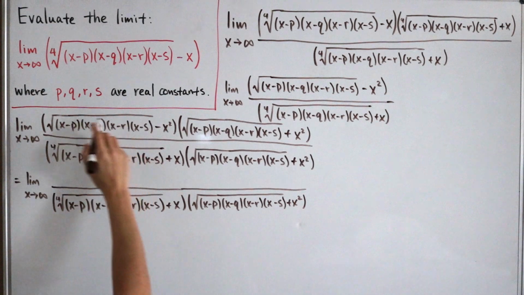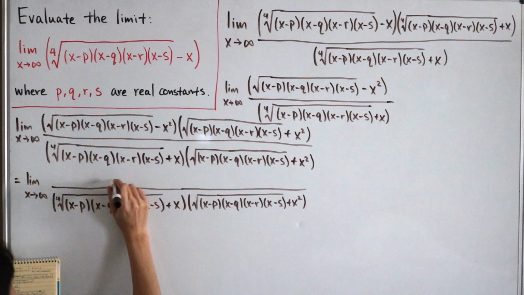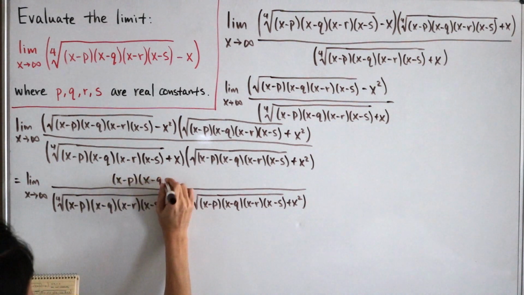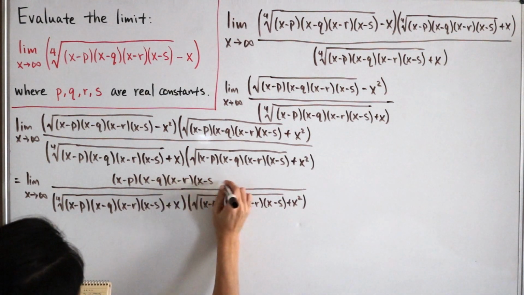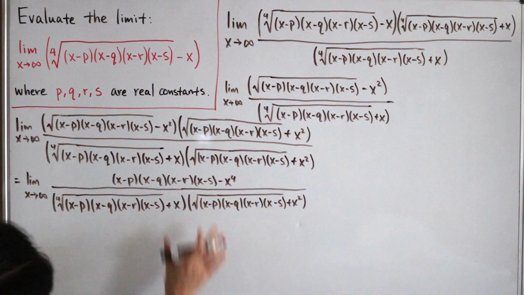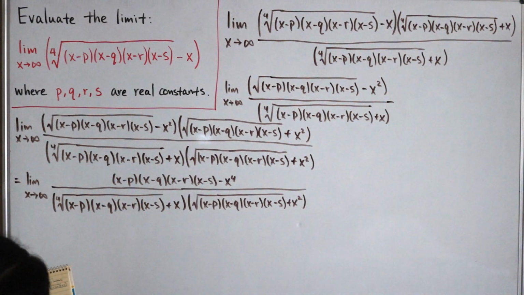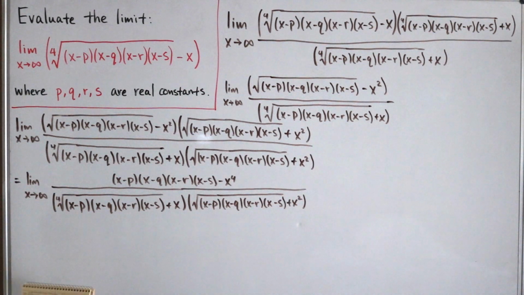Now, as mentioned, the difference of squares. So the numerator is going to look like x minus p, then x minus q, x minus r, and then x minus s, subtract x to the power 4. We actually want to expand out the numerator, so this part is going to be really, really long, and I'm not going to show the entire work. I'm just going to give what the expansion comes down to.